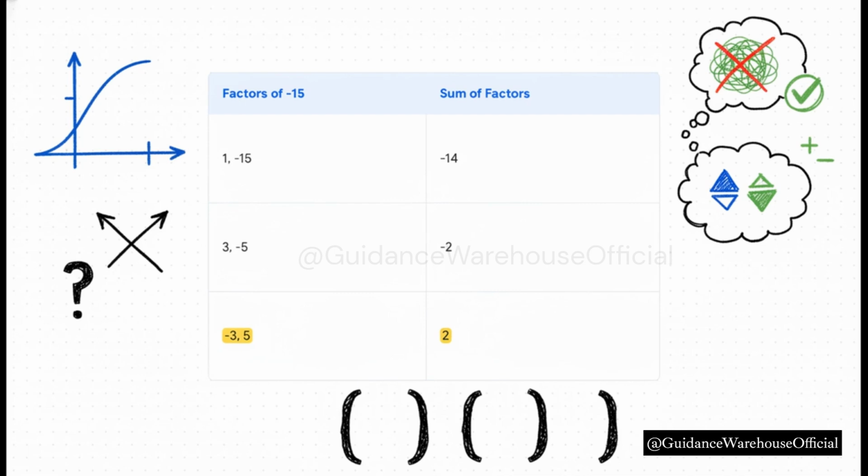Let's solve one right now. We've got x squared plus 2x minus 15. So we need 2 numbers that multiply to negative 15 and add up to a positive 2. Okay, let's test some pairs. How about 1 and negative 15? Nope, they add to negative 14. What about 3 and negative 5? They add to negative 2. Ooh, so close. We just need to flip the signs. Let's try negative 3 and plus 5. They multiply to negative 15, and they add to plus 2. That's it. We found them. So our solution is x minus 3 times x plus 5.